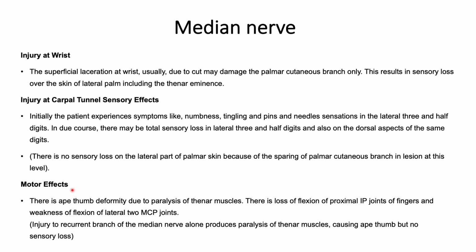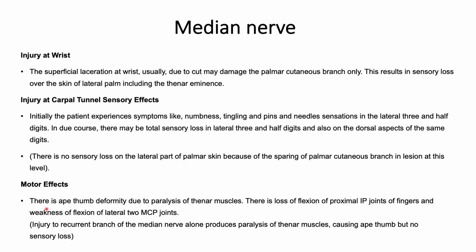The motor effects can occur eventually as the condition, the lesion, goes on. So there is ape thumb deformity due to paralysis of the thenar muscle, there is loss of flexion of the proximal interphalangeal joints of the fingers, and weakness of flexion of the lateral two metacarpophalangeal joints.